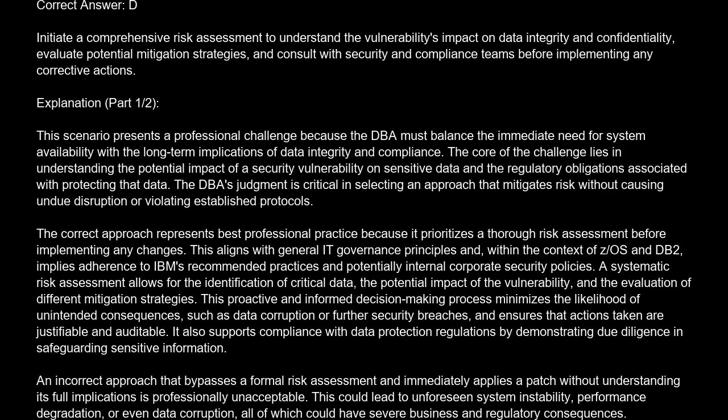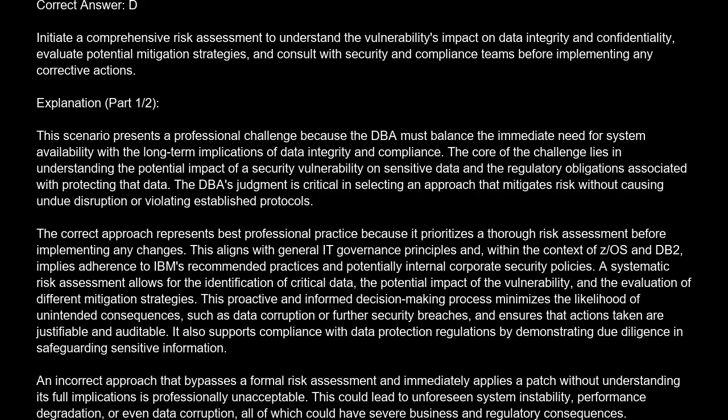The correct answer is D. Initiate a comprehensive risk assessment to understand the vulnerability impact on data integrity and confidentiality, evaluate potential mitigation strategies, and consult with security and compliance teams before implementing any corrective actions. Explanation. This scenario presents a professional challenge because the DBA must balance the immediate need for system availability with the long-term implications of data integrity and compliance.